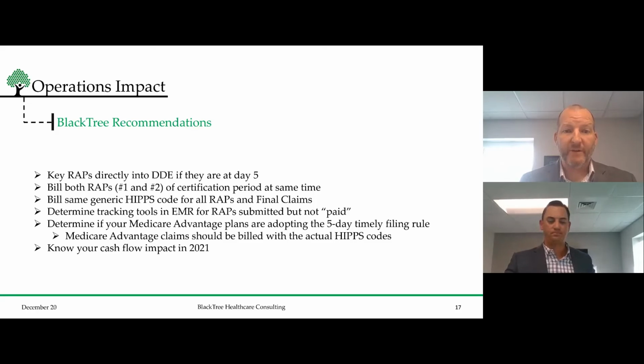Most Medicare Advantage plans are just going to be paying based on that HIPS code. So that's why we're saying it's important to make sure you have the actual HIPS code on those claims. Thanks, Nick. And next bullet point I'll skip over, just really know your cash flow impact. Nick has a few slides that he'll go through at the end here of some examples we did, but know what the impact is. You can use some of those percentages coming up.